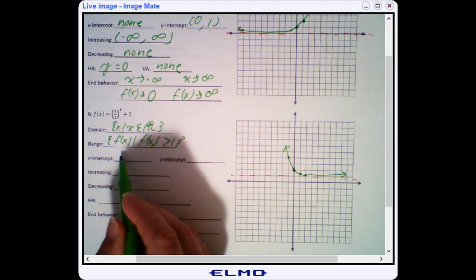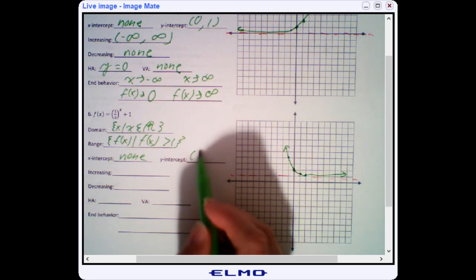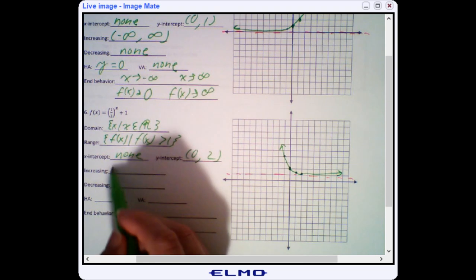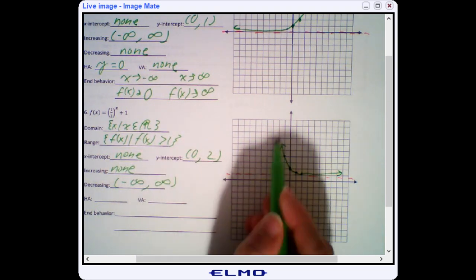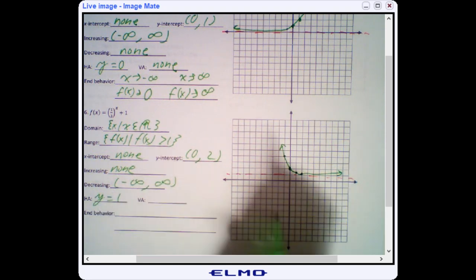My x-intercept is none again. My y-intercept is going to be 0, 2. This time I'm not increasing, I'm just decreasing from negative infinity to positive infinity. This is always a decrease. My horizontal asymptote is y equals 1. Vertical is none.